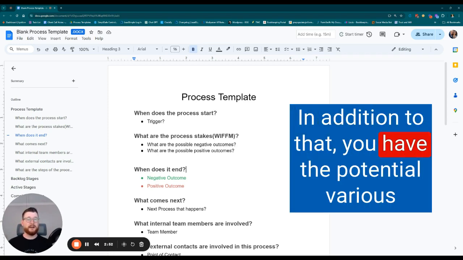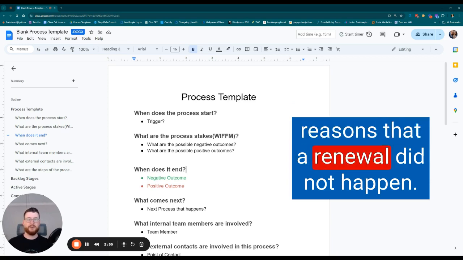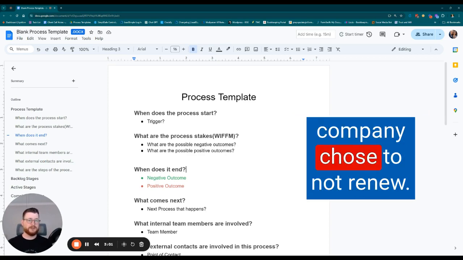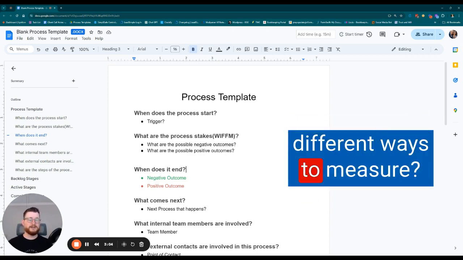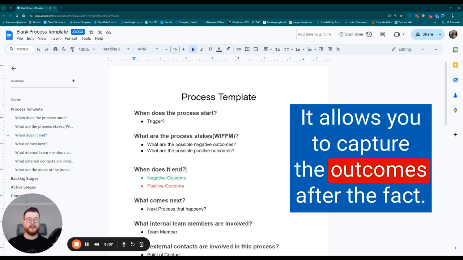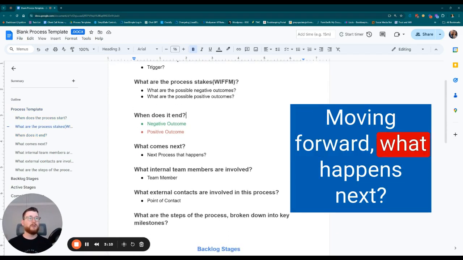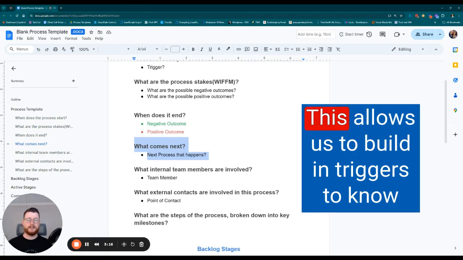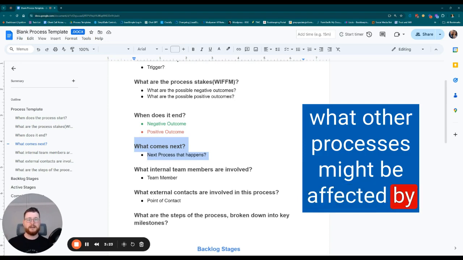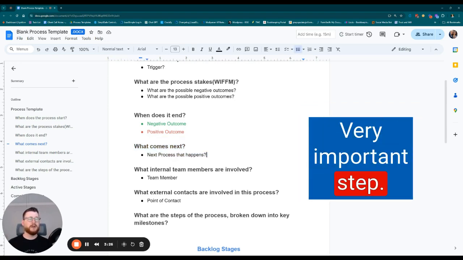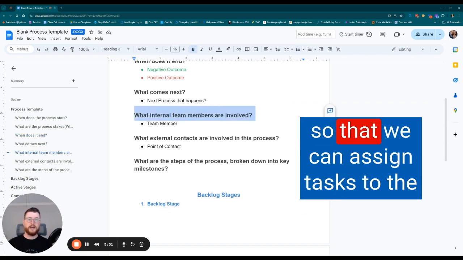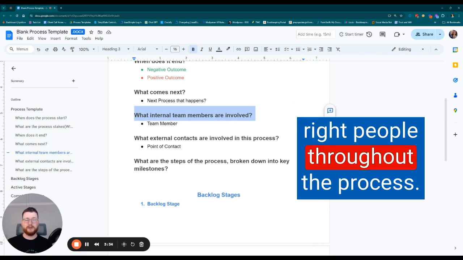In addition to that, you have the potential various reasons that a renewal did not happen. A tenant chose to not renew, an owner chose to not renew, the property management company chose to not renew. Now, why do you have all of these different ways to measure? It allows you to capture the outcomes after the fact. Moving forward, what happens next? We want to measure and see what processes happen in relation to this one. This allows us to build in triggers to know what other processes might be affected by the behavior of this process. Very important step. Further, we'll document who are the internal team members who are involved in this process, so that we can assign tasks to the right people throughout the process.